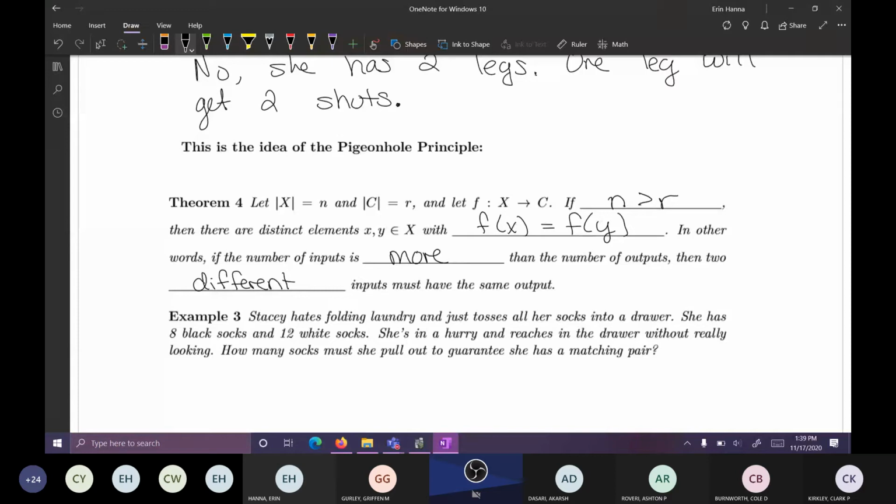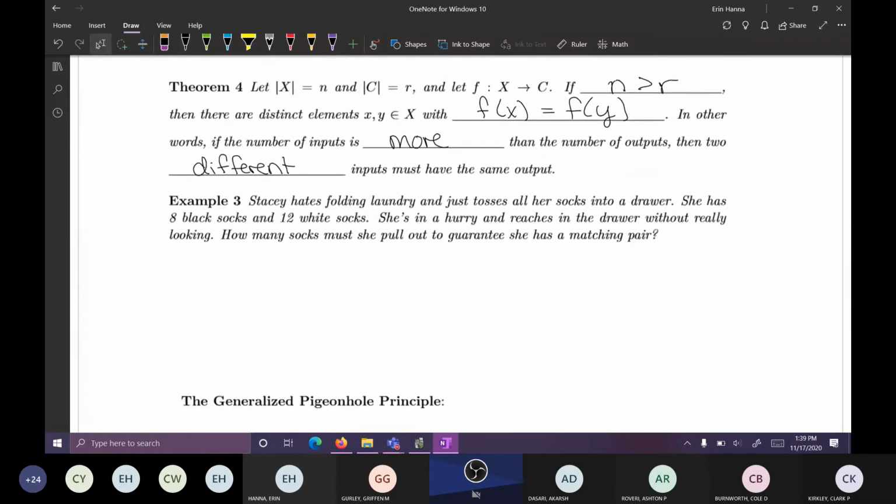Just like there's 3 shots to 2 legs, so there must be at least 2 shots in 1 leg. There's more inputs than outputs. Now, this isn't saying that you know exactly how many go to the same one. This is just saying that there has to be at least 2 of them that go to the same thing, because there's more inputs than outputs. We're not saying that there's exactly 2 that go to the same. There could be more of them that go to the same output, but there has to be at least 2.